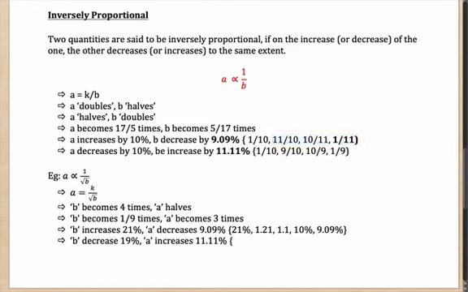How about this one? B decreases 19%. That means B is becoming 0.81 of the original. So root of B is becoming 0.9 of the original. That means B has fallen by 10%. And if one quantity falls by 10%, the proportional increase in case of an inverse is 11.11%, as you can see from above. So these are some of the key ideas behind directly and inversely proportional relationships.